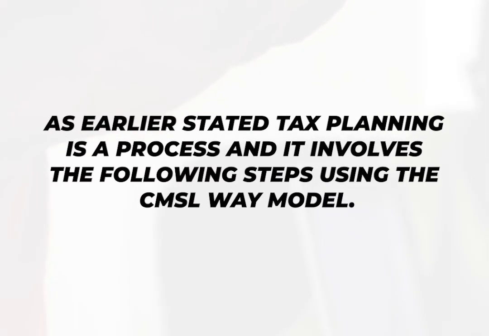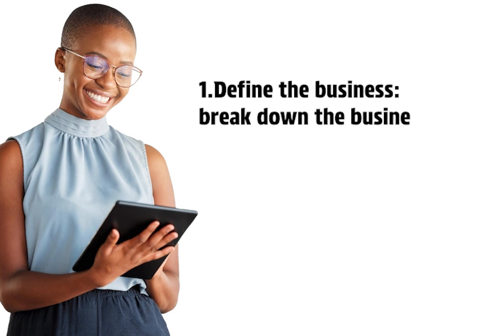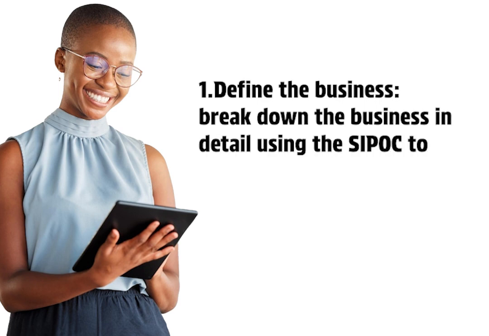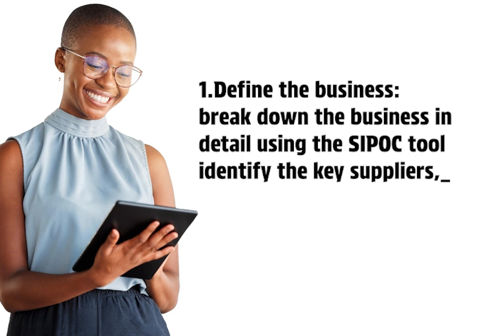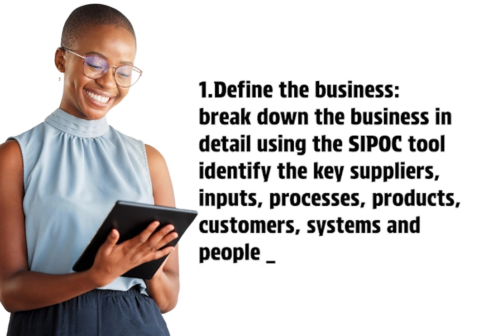How is tax planning done? As earlier stated, tax planning is a process and it involves the following steps using Crosseye Management Solutions Limited Way model. Number 1. Define the business. Break down the business in detail using SIPOC tool. Identify the key suppliers, inputs, processes, products, customers, systems, and the people in the business.